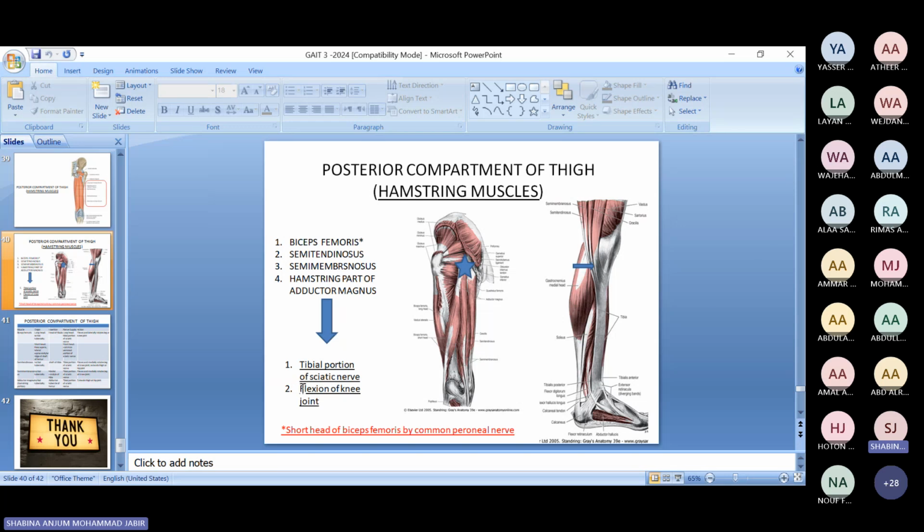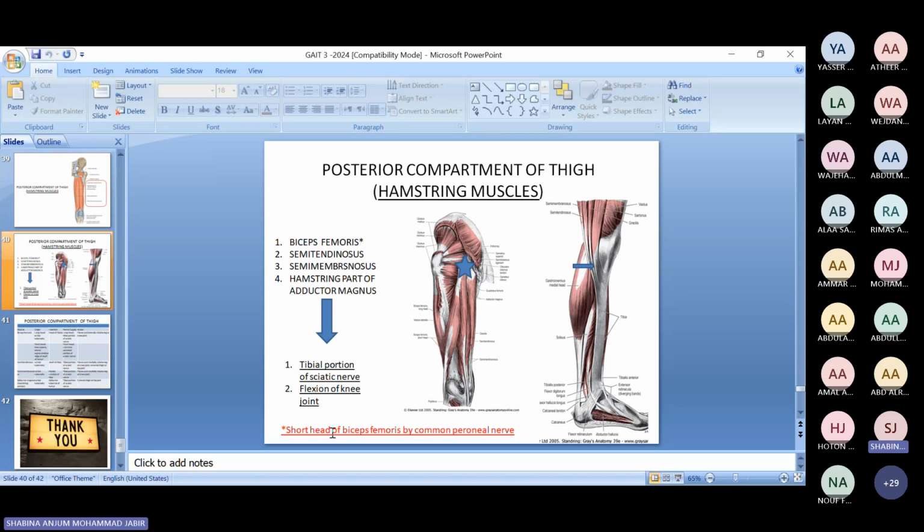What is their action? The flexion of the knee joint. Easy? Can you imagine how they are going to do flexion of the knee joint? Right? All of you? What are the muscles going to do extension of the knee joint? Muscles of the anterior compartment of the thigh, like quadriceps. Flexion, posterior compartment, like hamstrings.